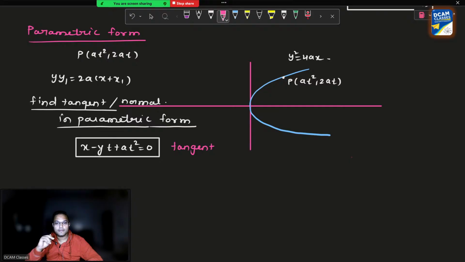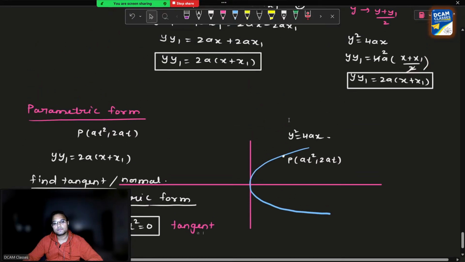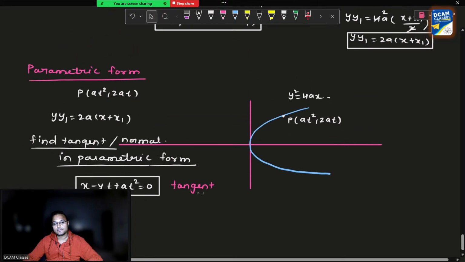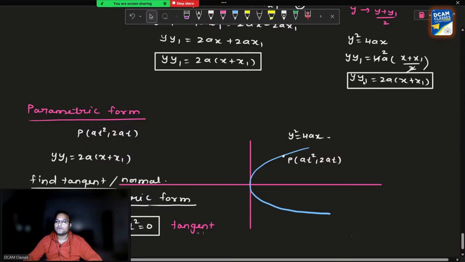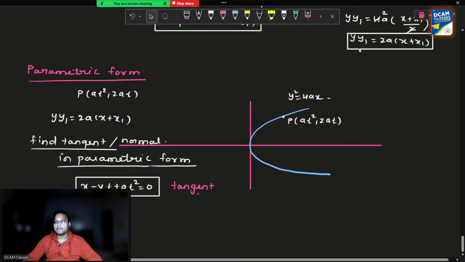Yes, sir, I'm getting it. You're getting it now? Cancel out 2 and a, then I'm getting that. See, actually, there are methods. If you want to use that above equation that I have told you, you can use that method also, because then it will be very easy.